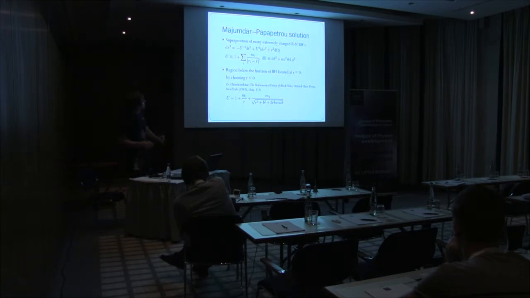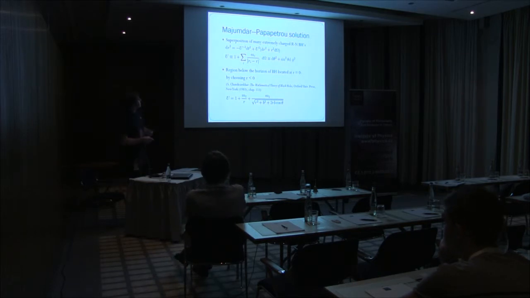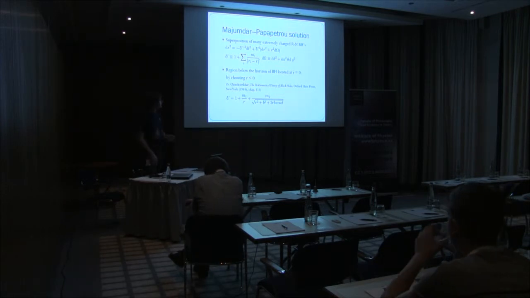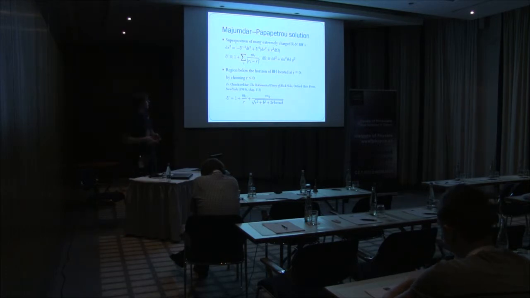And as we can see, the metric shows only the horizons of the black holes at r equal to 0. The way we can describe the metric below the horizon is by choosing negative r. And this way of showing the area below the horizon was actually used in Chandrasekhar's work, in his book The Mathematical Theory of Black Holes from 1983.